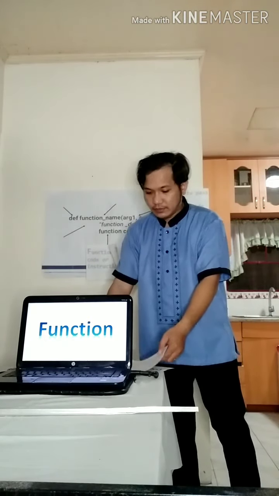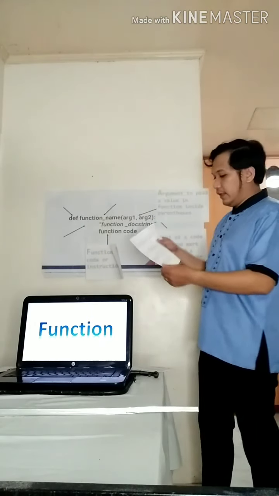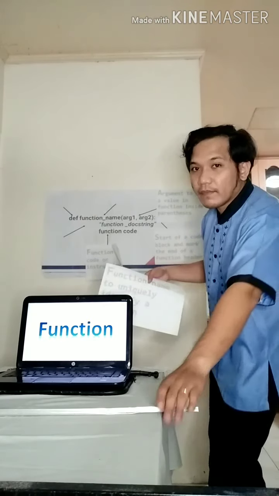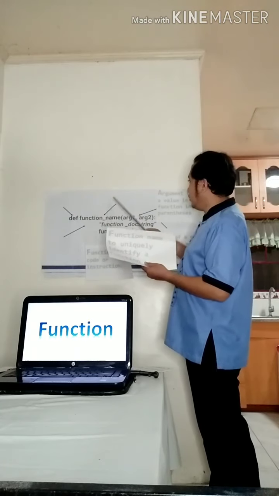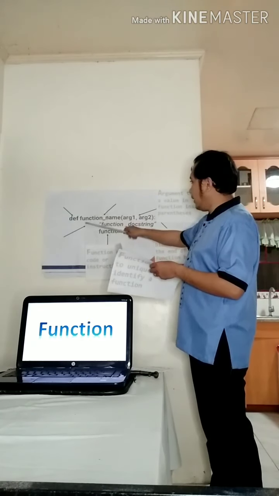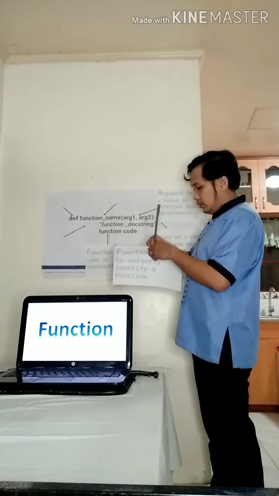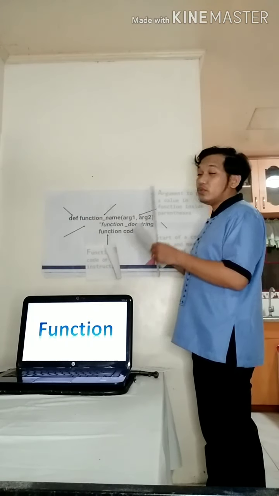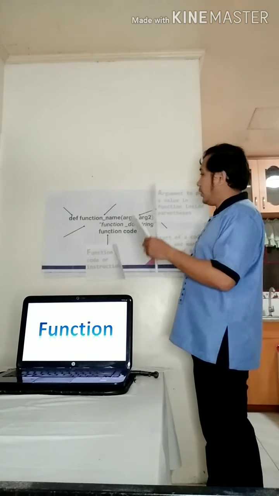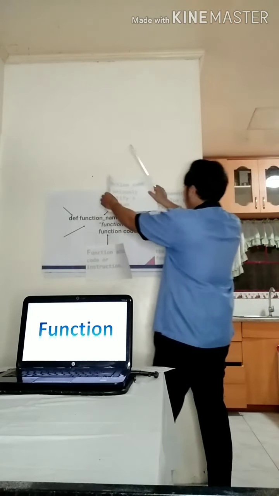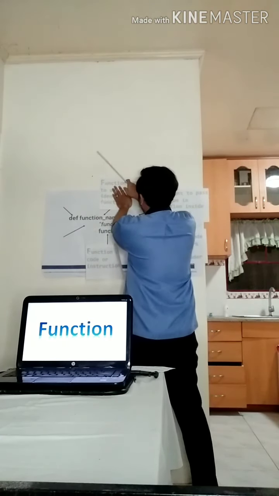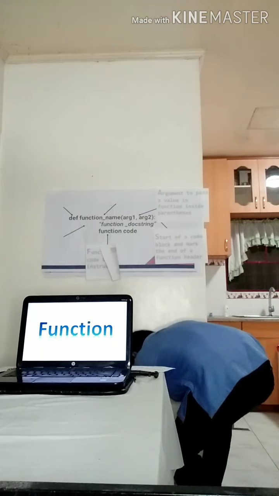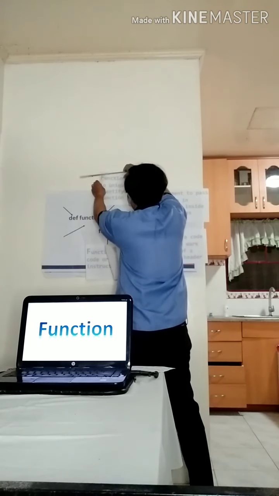And the next is function name, to uniquely identify a function. Where should we put this? Very good, in this part. This is the name of the function. So we will determine the name of the function, and most of the time it should describe what our function does.